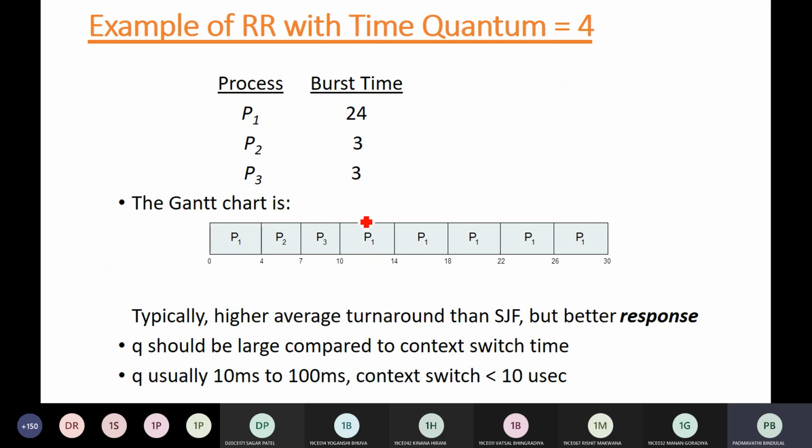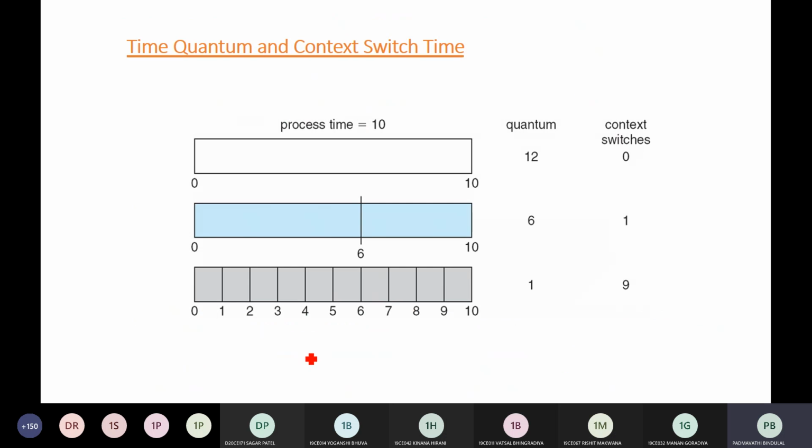So this is again the same input and parameters with TQ 4. Here one example is given. A process with a burst time of 10: if you take TQ equal to 12, there is no need for a context switch, because the burst time is 10 and TQ is 12, so you can execute the process in one time quantum itself.